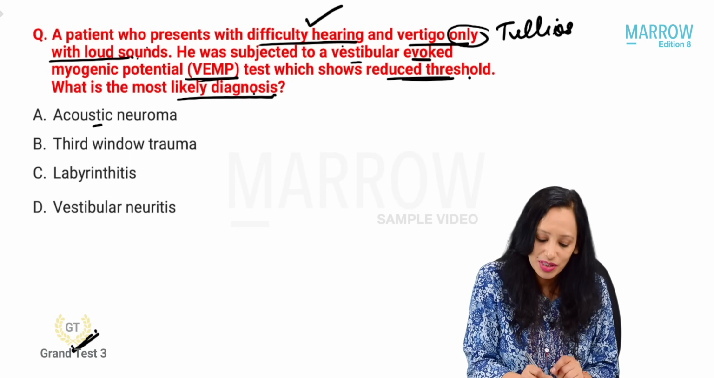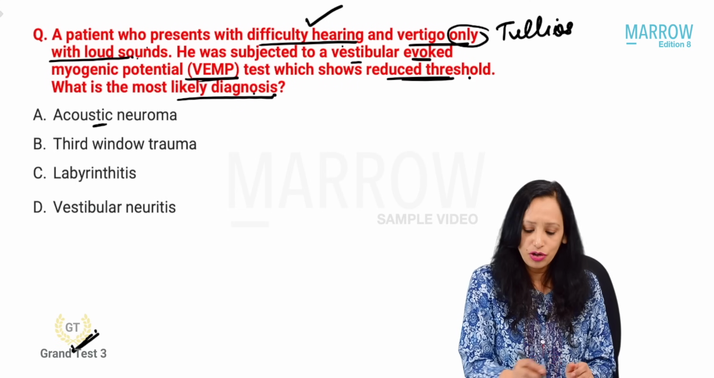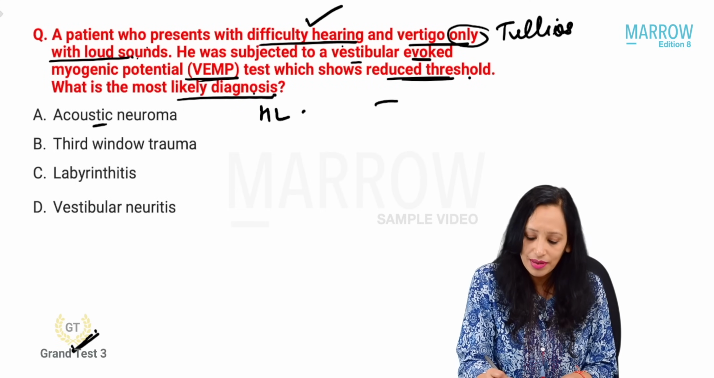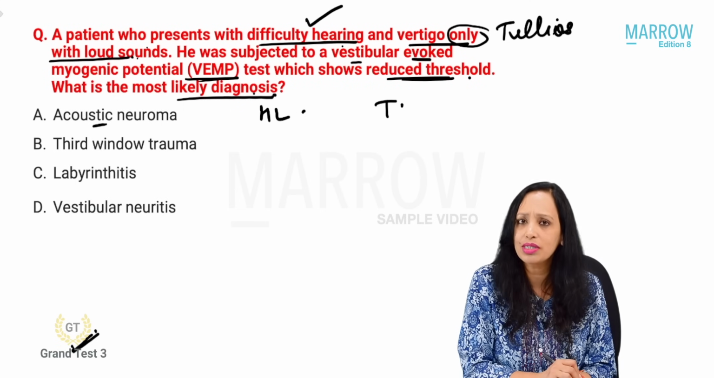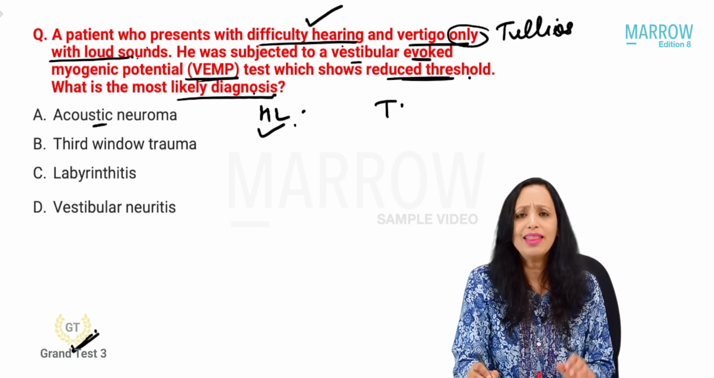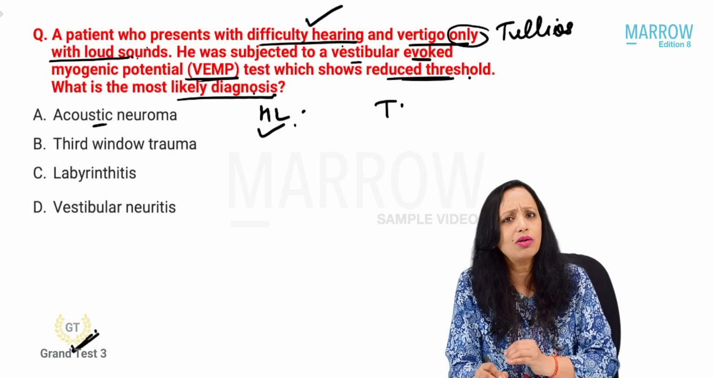Okay. So, can it be acoustic neuroma? In acoustic neuroma, can there be hearing loss? Can there be Tullio's? Tell me, can there be hearing loss? Yes, there can be hearing loss. Can there be vertigo on loud sounds?